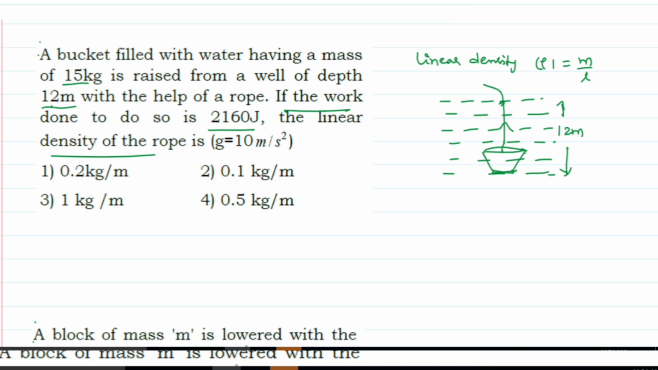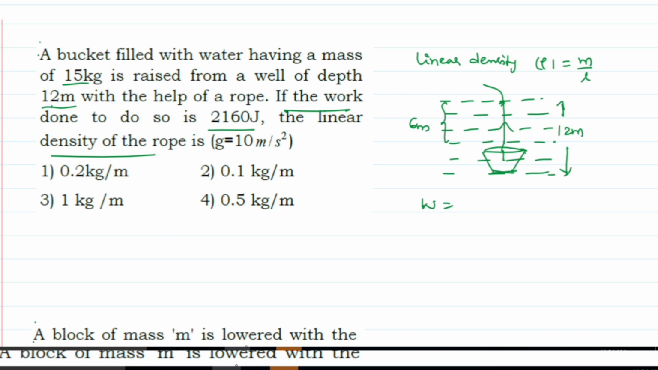Now here 12 meters is given, so the center of gravity for the rope will be located at a distance of 6 meters. Now you are doing two works. One is the work done to pull the rope, and the second is the work done to pull the bucket.